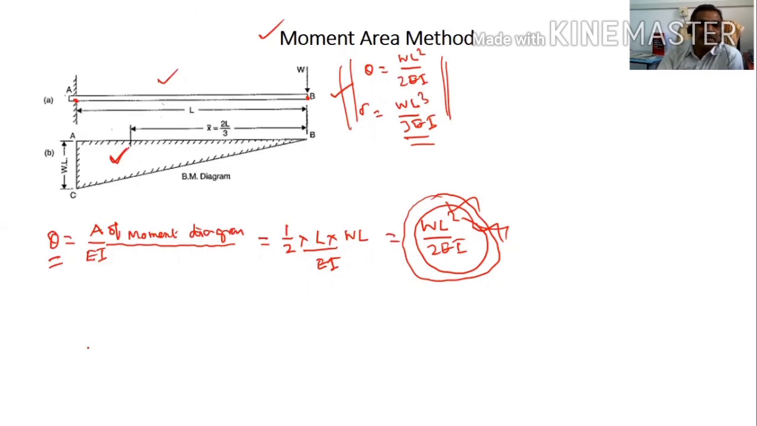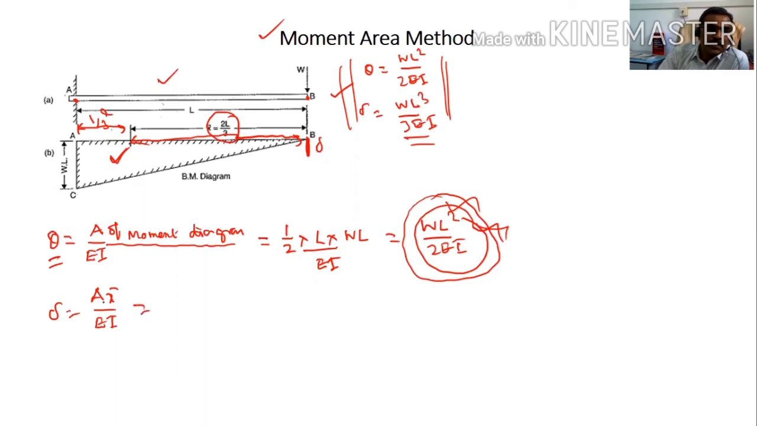This can be obtained by area into X bar divided by EI. What is X bar? We want to calculate delta at this point. This is a triangle, so the center of gravity will be here. This distance from this is 1 by 3 L, so the remaining distance is 2L by 3. We are calculating delta at this point, so you have to take 2L by 3.